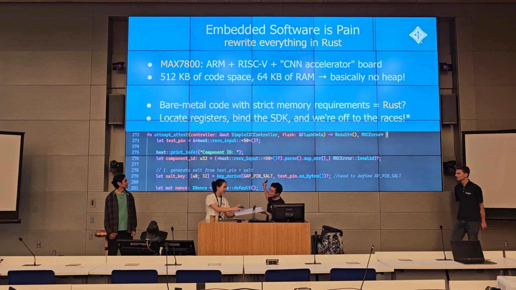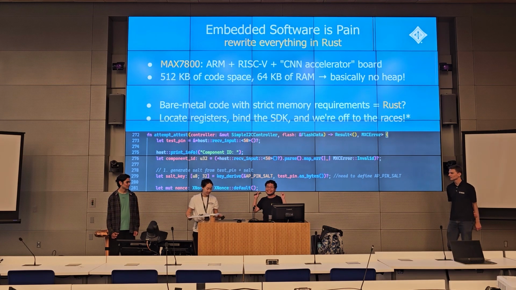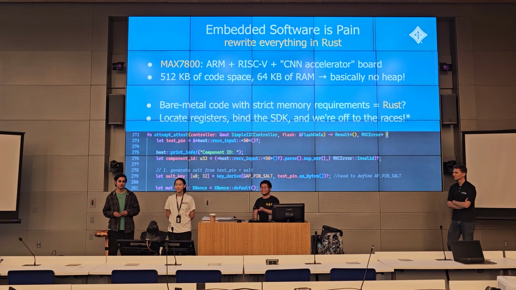It has both an ARM CPU and a RISC-V CPU on it, as well as a quote-unquote CNN accelerator, which we did not use as this is not an ML lab. It has 512 kilobytes of code space, only 64 kilobytes of RAM, which basically means you can have absolutely no heap on this. There's only stack space. There's no place to put basically any data on there. It's bare metal code with very strict memory requirements.